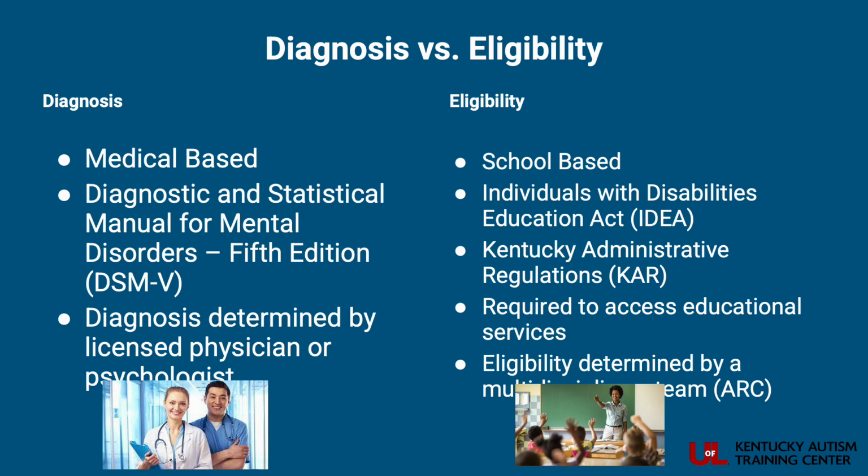These decisions are made by the multidisciplinary team, or ARC. Students who have a medical diagnosis of autism but are not determined eligible for special education services may qualify for some other services, and Mike will talk about those a little bit later.